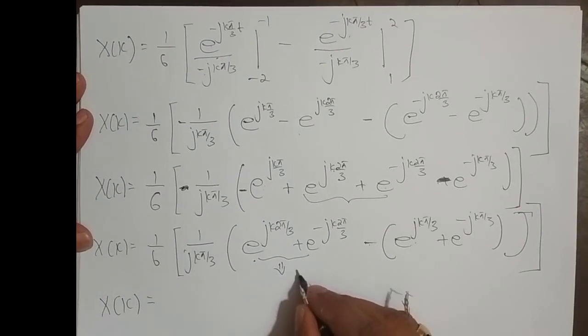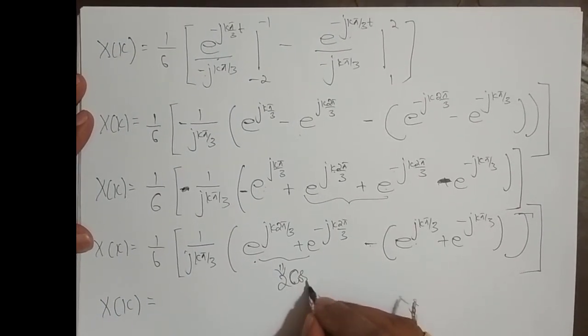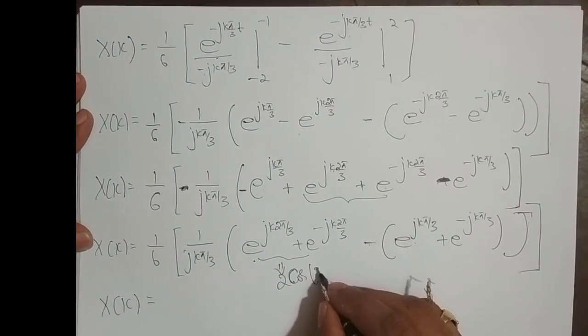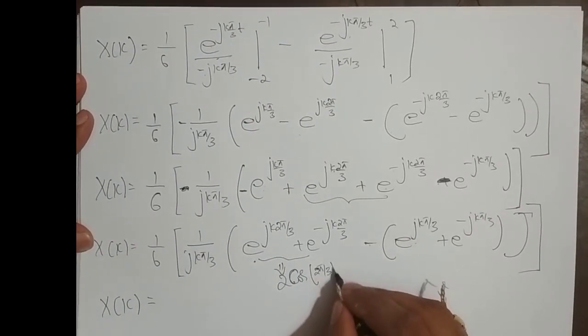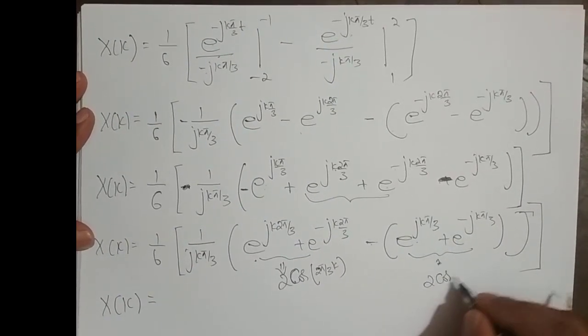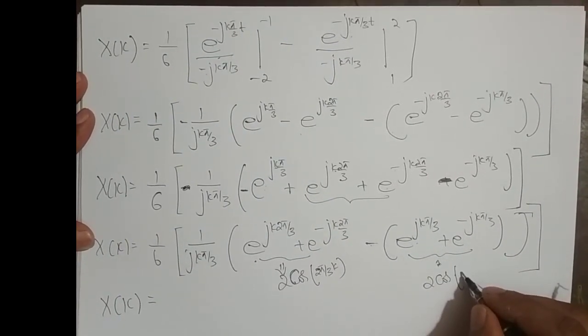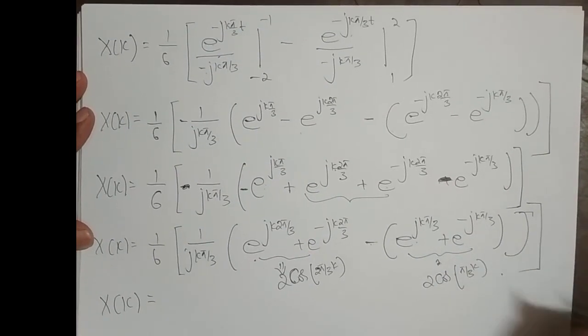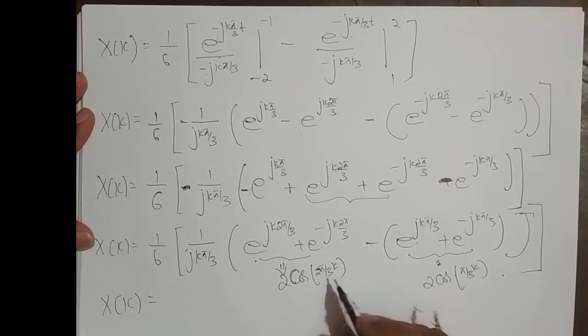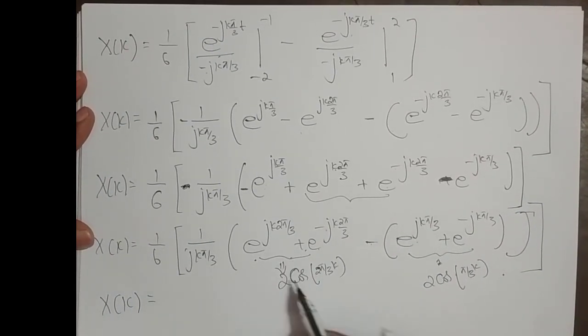So x of k is equal to, and what is this term? So this term is nothing but 2 times cos of 2 pi by 3 times k, and what is this term? 2 times cos of pi by 3 times k, right? Because what is cos theta? E power j theta plus e power minus j theta by 2. So 2 goes to the other side, 2 times cos theta.